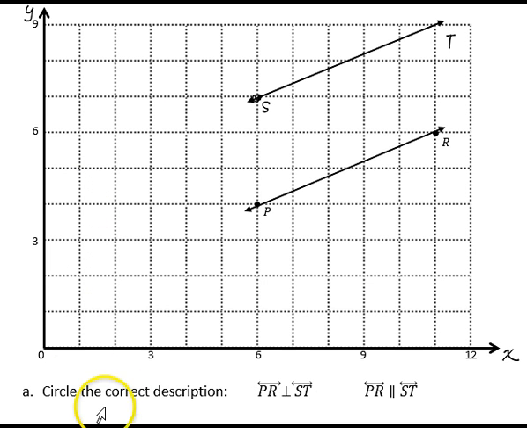The next question asks us to circle the correct description. So I have 2 choices here. This first choice says that line PR is perpendicular to line ST. So this is the symbol for perpendicular lines. Perpendicular lines intersect, and where they meet each other, a right angle is formed. The other option is that PR and ST are parallel lines. This is the symbol for parallel lines. Well, we can see that our lines are running in the same direction and they are the same distance apart. S and P are 3 units apart at one end. T and R are 3 units apart at the other end. This means that my 2 lines are parallel. So this would be the correct option.